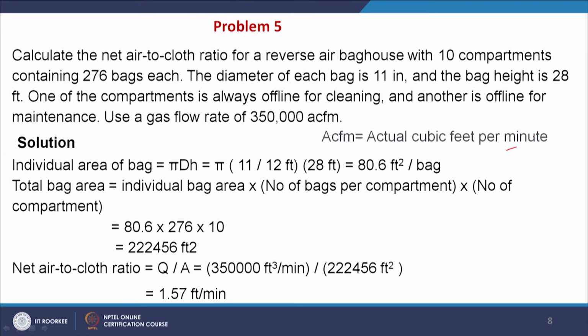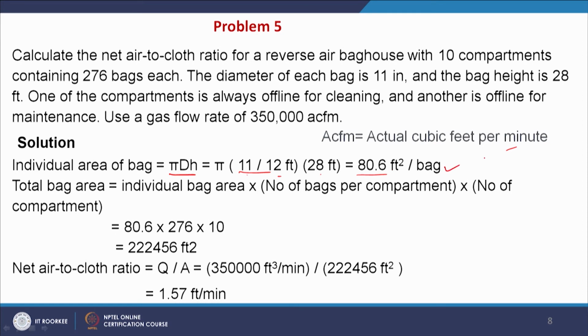So, this is a problem of bag filter. In this case we have to calculate the area. The individual area of a bag is 2 pi r L, so 2 pi r h, or pi d h. Here d is the diameter and h is the height. So, in this case pi into 11 inch, so 11 by 12, converted into feet, and 20 feet is the height. So, pi d h is 80.6 feet squared per bag. So, this is the individual area of a bag.